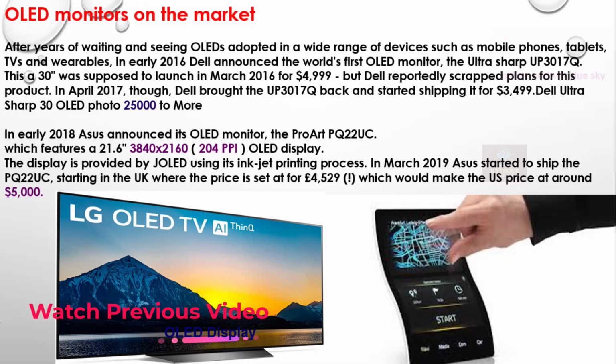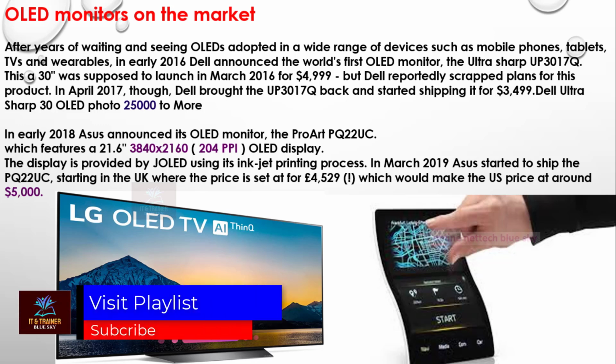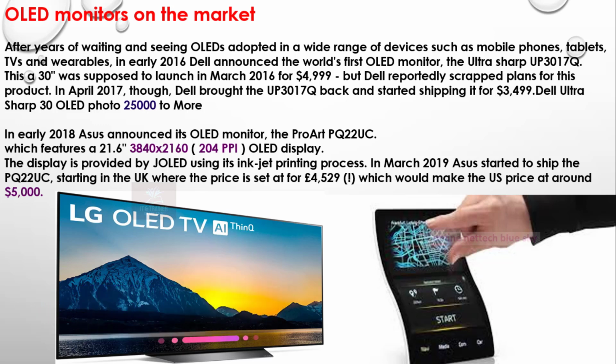In March 2019, Asus started shipping the PQ22UC, which uses the inkjet printing process. It started in the UK, where the price was set at 4,529 pounds. The UK is a large market for Asus OLED systems, and the US price would be around $5,000 only.